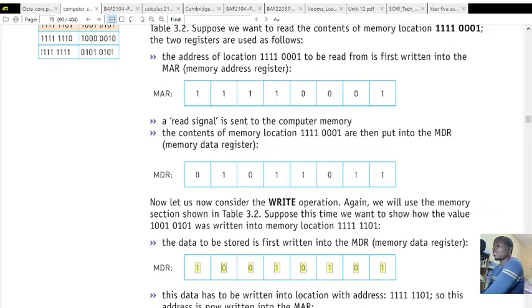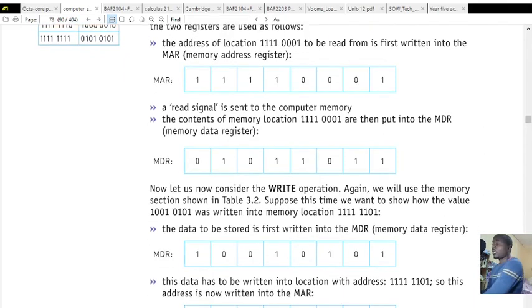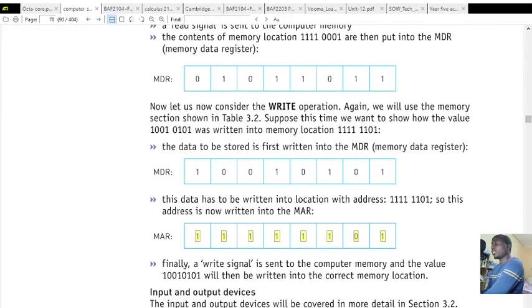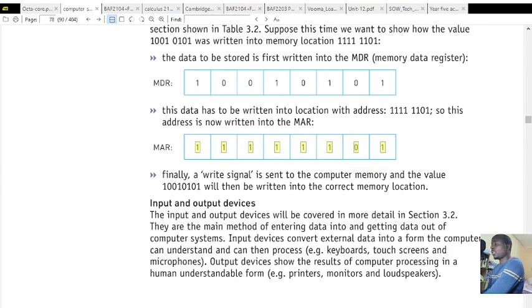Finally, a write signal is sent to the computer memory, and the value will then be written into this memory. So that's how it is. The data has to be first of all copied into the memory data register, then later, with the influence of the write signal, written into the right memory location for that particular data to be stored.